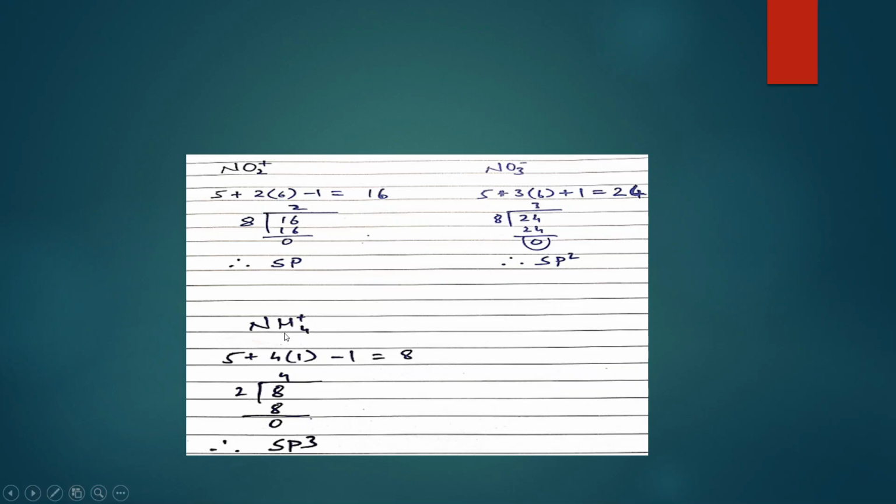Now let us see NH4 plus, 5 valency electrons of nitrogen plus 1 electron of hydrogen into 4, because there are 4 hydrogen atoms, and minus 1 as it carries a positive charge, that sums up to 8. Now we have learned that when the sum is greater than 2 and less than 8 or equal to 8, then you have to divide it by 2. Therefore our answer is 8 divided by 2, 2 into 4s are 8, 0 remaining. That means 4 orbitals take part in this hybridization, that is sp3.